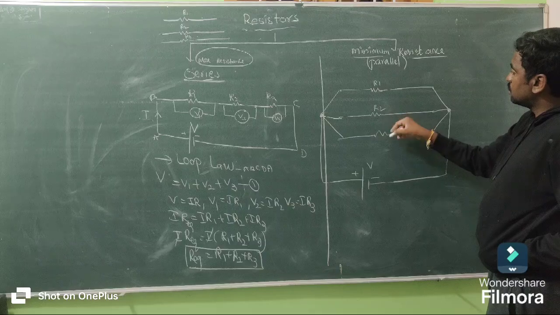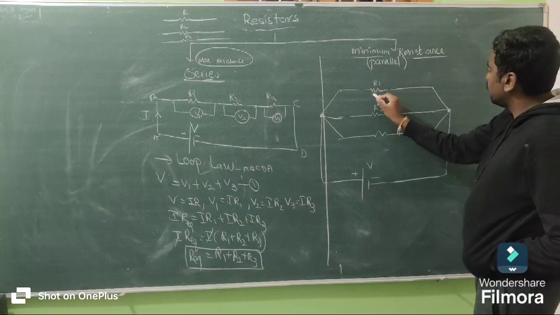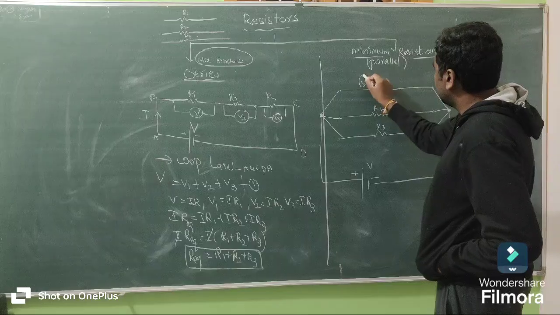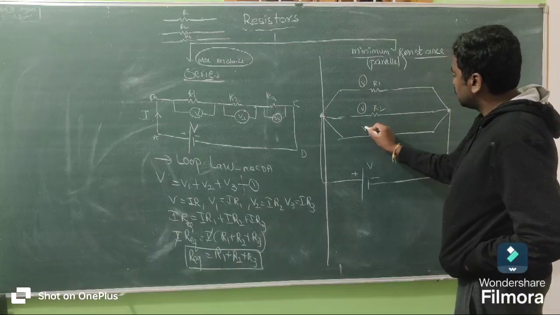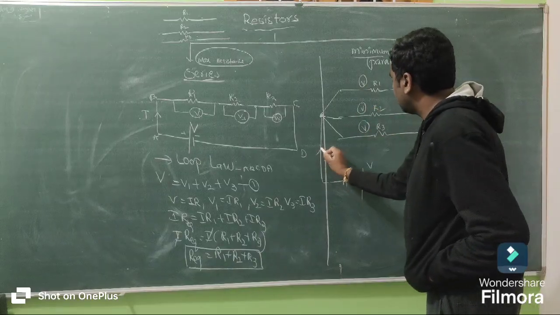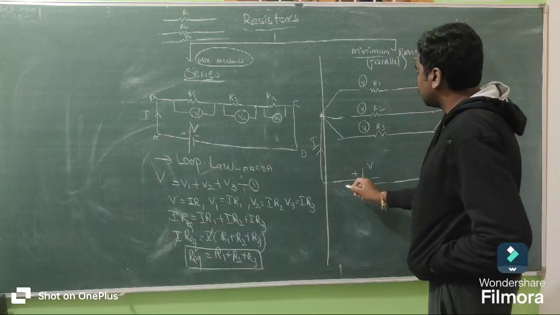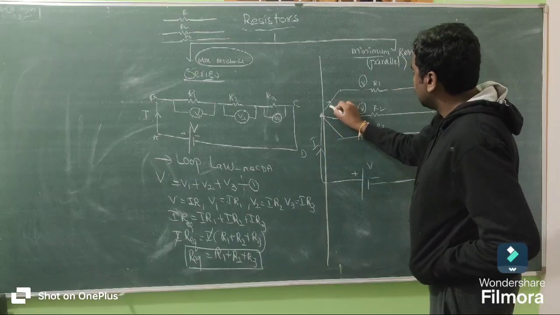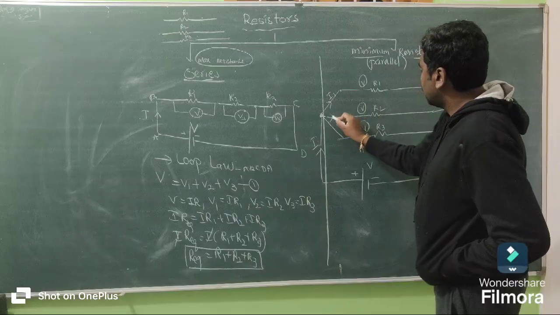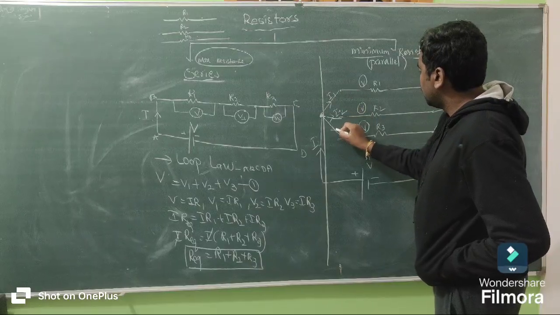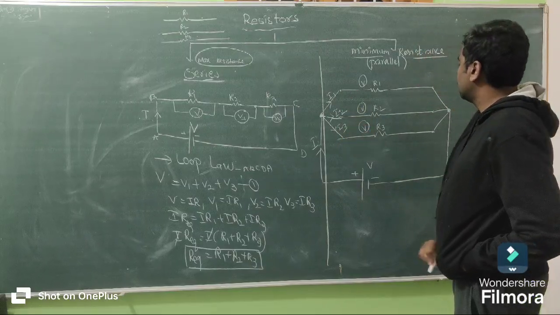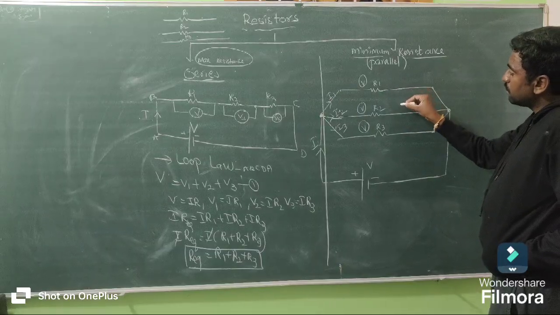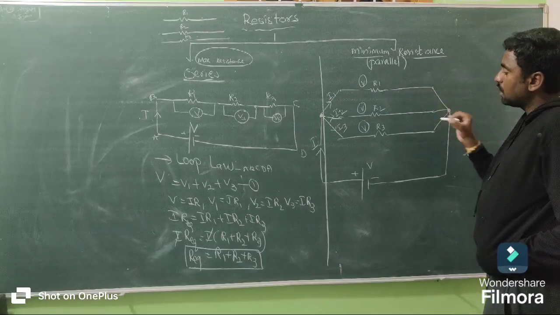And the potential difference is V. If you connect resistors in parallel, the potential difference is the same everywhere. Here V, here also V, here also V. So the current I flowing from the battery splits into I1, I2, I3. So here the potential difference is the same across each resistor in parallel connection.